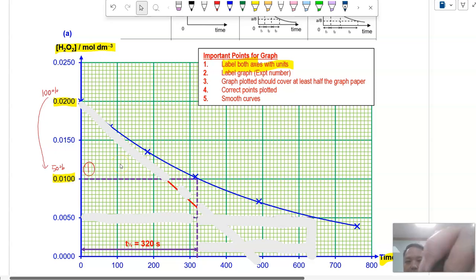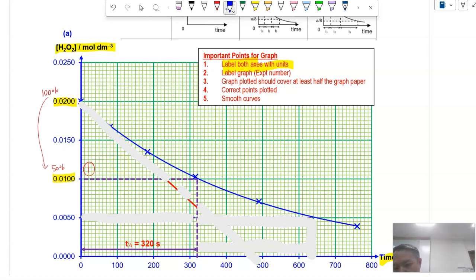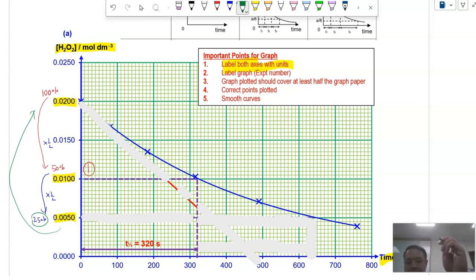The second half-life will be from 50%. If you drop another by half, how do I get 50%? It's 100% times half, 50%. 50%, and now half of it will be 25%. 25% will correspond to 0.05. Again, this 25% is of the original 100%.